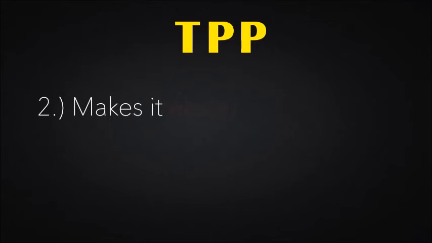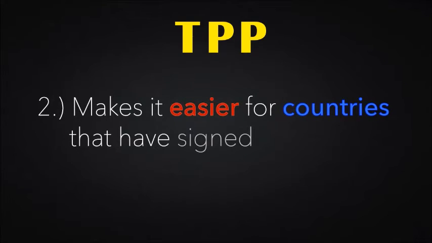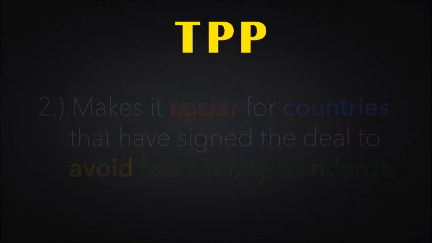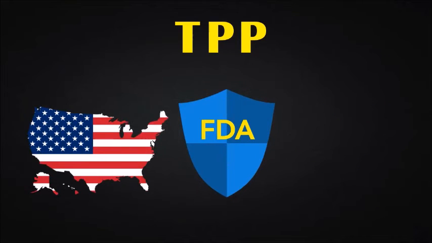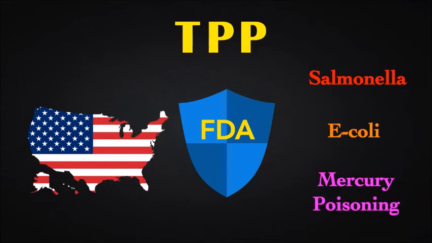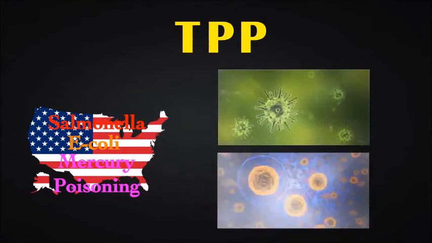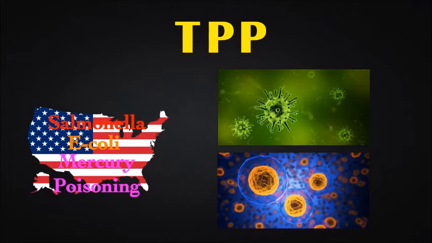Point number 2 is that it makes it easier for countries that have signed the deal to avoid food safety standards. The Food and Drug Administration, the FDA, has already prevented seafood imports from many of the TPP countries that contain salmonella, E. coli, and unsafe levels of mercury. The TPP could have led to an influx of these contaminated goods into the US.